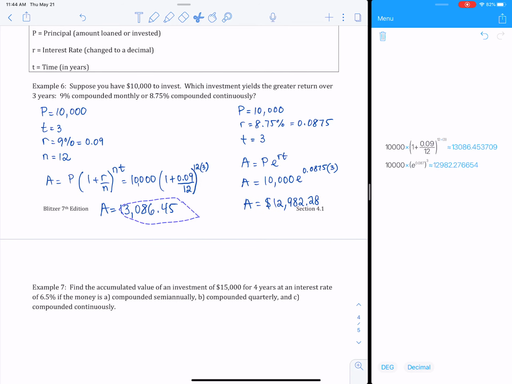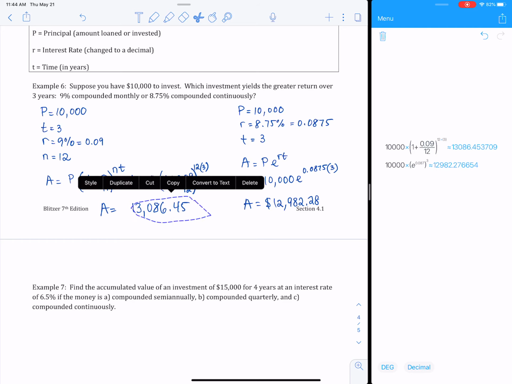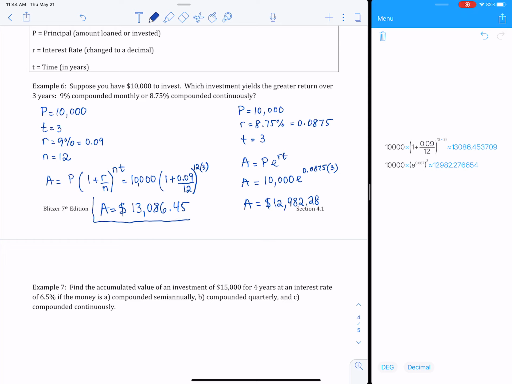So the question is, which one is the better deal? And of course, compounded monthly is going to yield more money. Pretty much when the interest rate is larger, even by a small fraction of a decimal, it is a way better deal to take the bigger interest versus how many times it's compounded.